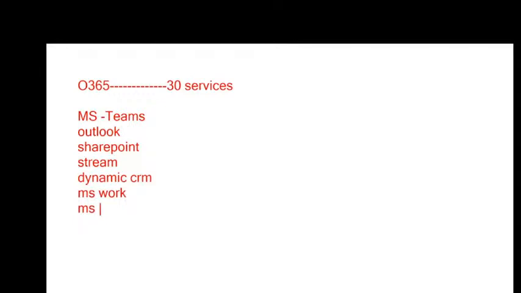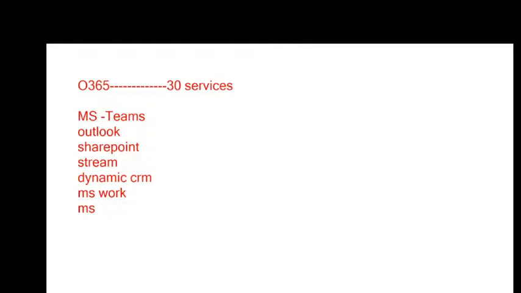Who is managing MS Teams? Is your organization managing it? No, it is managed by Microsoft. We have MS Teams, Outlook, SharePoint, Stream, and also Dynamics CRM. Next, we also have MS Word, MS PowerPoint, Outlook. All these components are managed by Microsoft. You need not install them on your device. Everything can be accessed in the browser itself. This is software as a service.